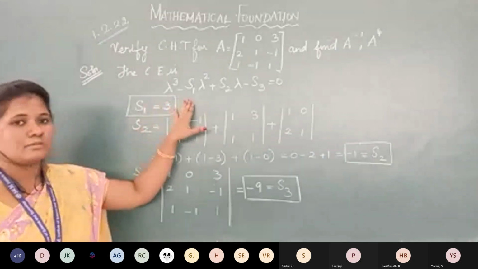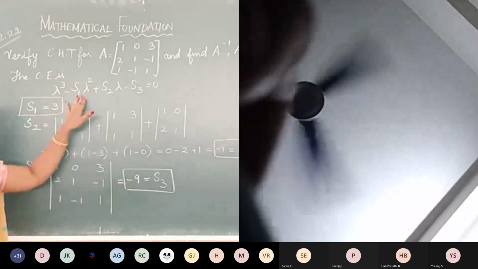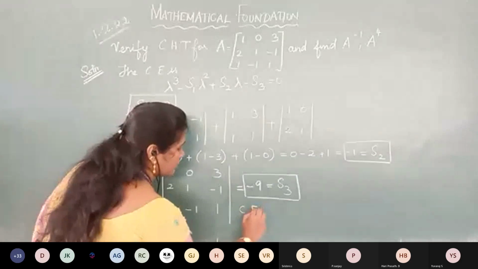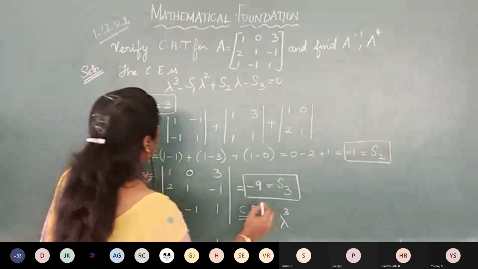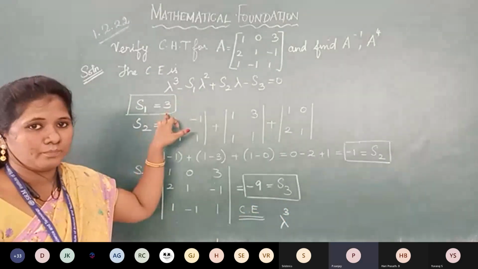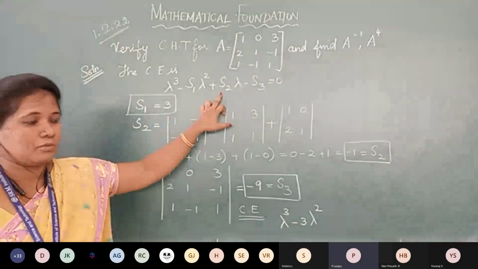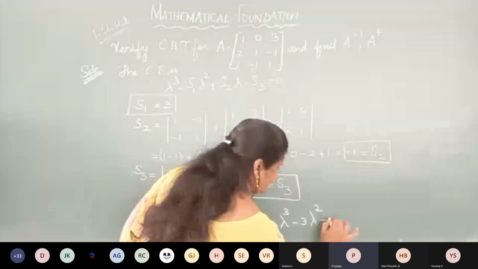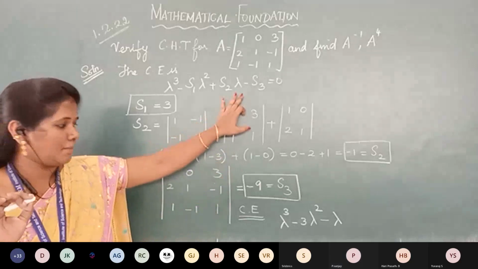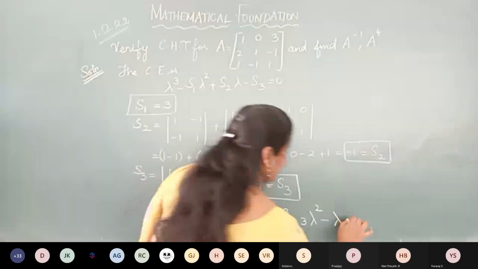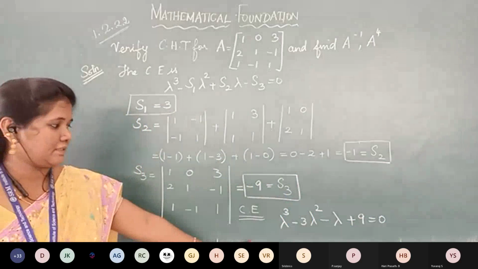Then write your characteristic equation. You'll substitute your values of S1, S2, and S3 in this formula. So your characteristic equation will become what? Lambda cube minus S1. So minus here 3 you've got, lambda square. Very good. 3 lambda square. Then it is plus S2. But here you've got minus, so it will become minus lambda. Plus 9, and then minus S3, minus into minus plus. Very good. So plus 9, which is equal to 0. So that will be your characteristic equation.